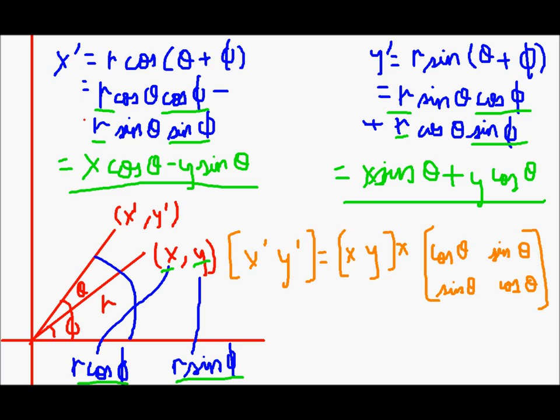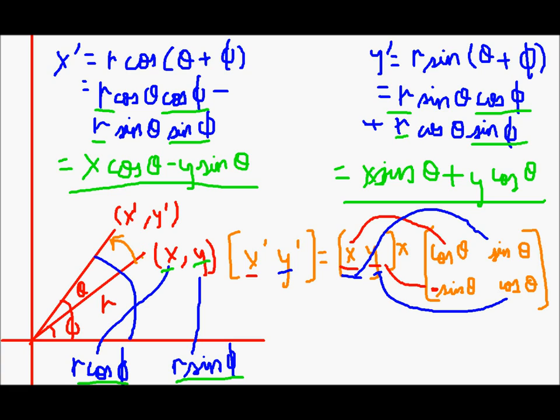Our x dash is x cos theta minus y sin theta. So x dash is equal to x cos theta minus y sin theta. So over here we'll have a minus sign. And our y dash is equal to x sin theta plus y cos theta. So y dash is x sin theta plus y cos theta. So this was rotation in the anti-clockwise direction.